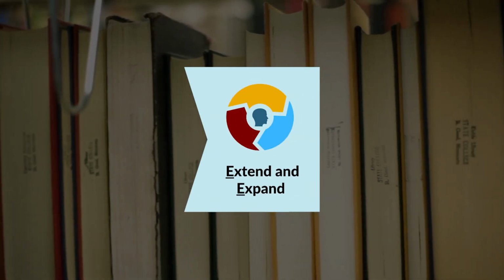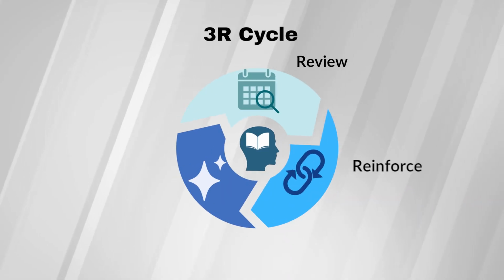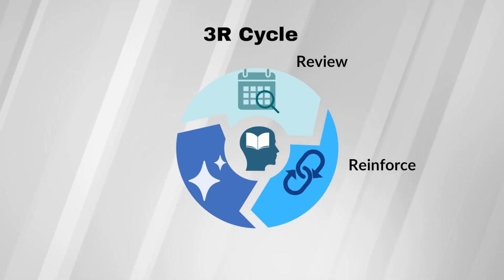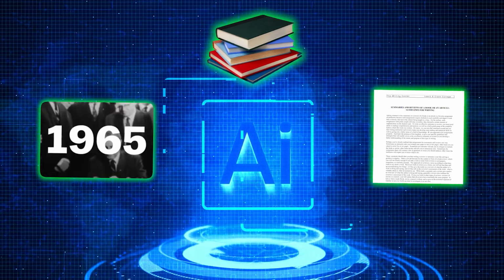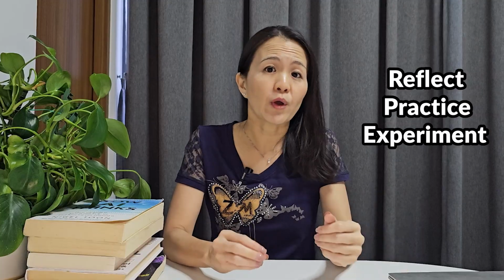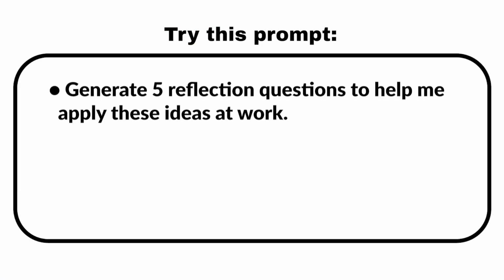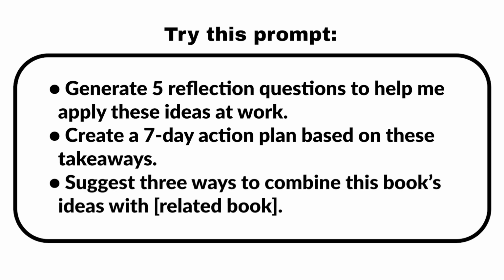Step 5. Extend and expand. Finally, turn insights into action using the 3R cycle. Review what you've learned, reinforce through real-life application, and refine your notes for better accuracy. Since AI is designed to combine words and ideas from vast sources, this is where it really shines. Once you've captured the key ideas, ask it to help you reflect, practice, or experiment with what you've learned. You could try asking it to generate 5 reflection questions, design a 7-day action plan, or suggest ways to combine the concepts with ideas from other books.